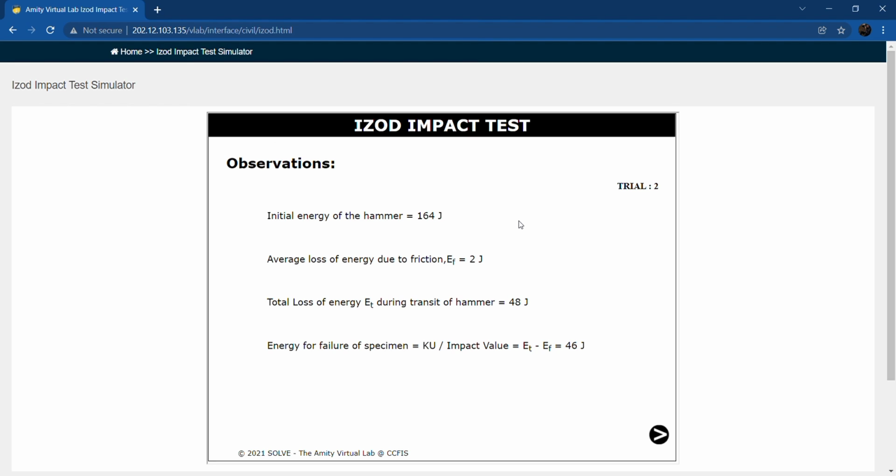Initial energy of the hammer is 164 joule. Average loss of energy due to friction is 2 joules. Total loss of energy during transit of hammer is 48 joule. Energy failure of specimen, the impact value, is 46 joule.